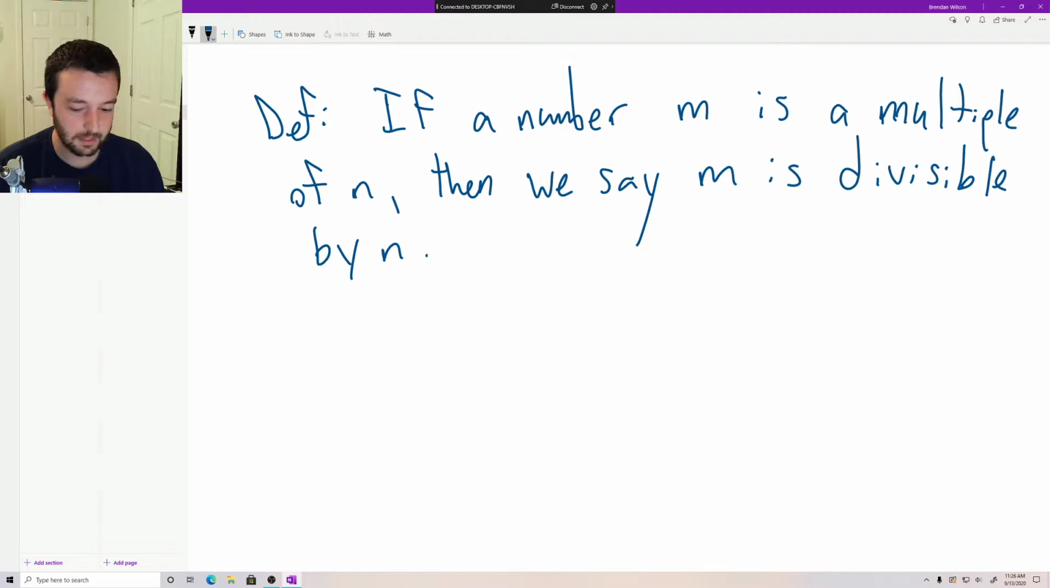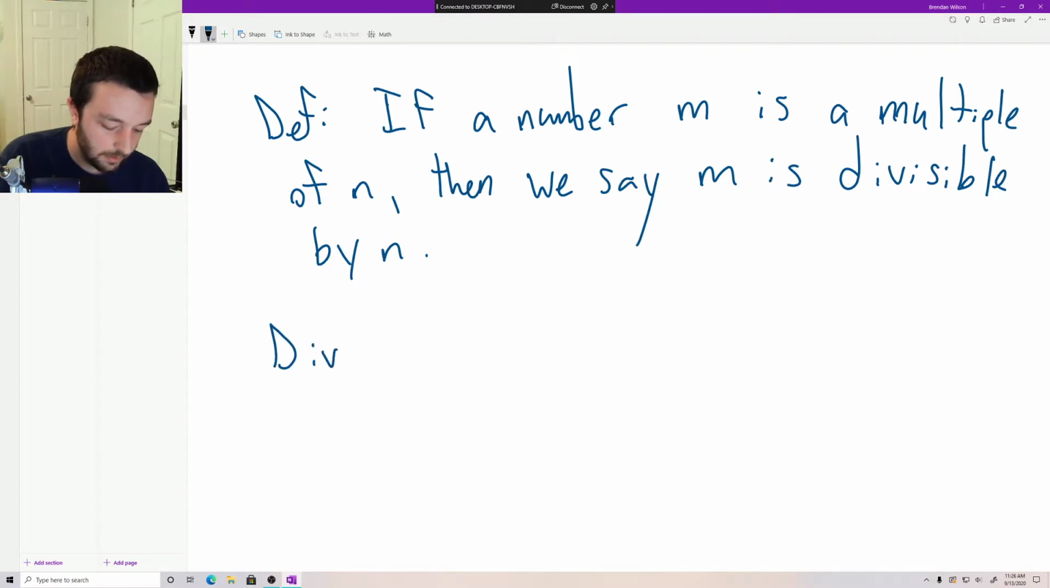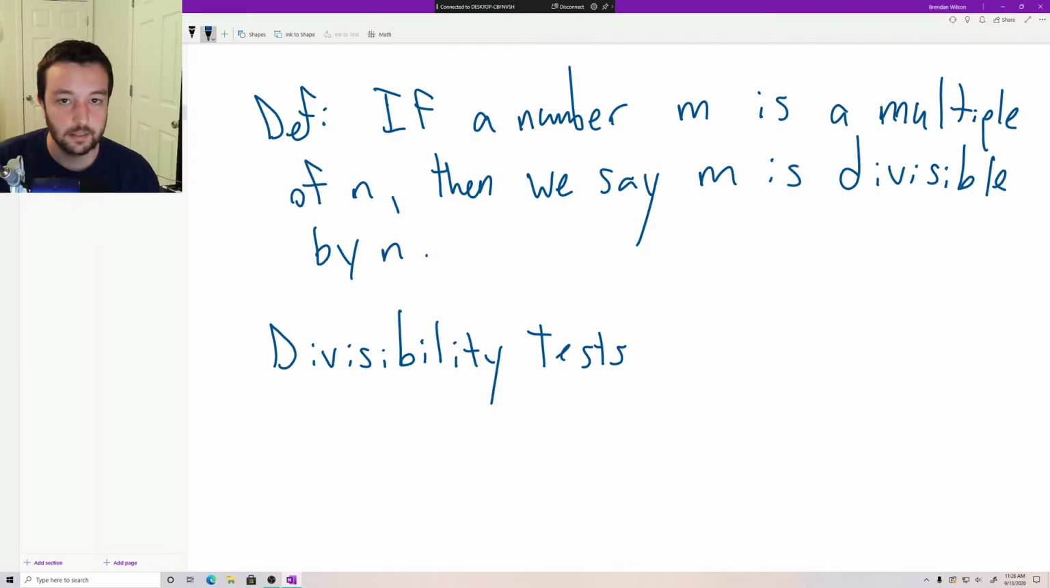For example, let's say we have a bunch of something and we're trying to share it with a group of people, and we want to know whether or not we can do that evenly, right? So let's look at some common divisibility tests. A divisibility test is a test for whether or not a number is divisible by whatever number we're talking about.